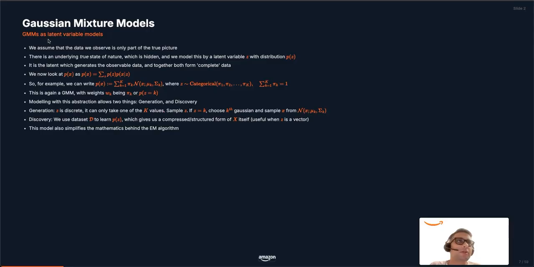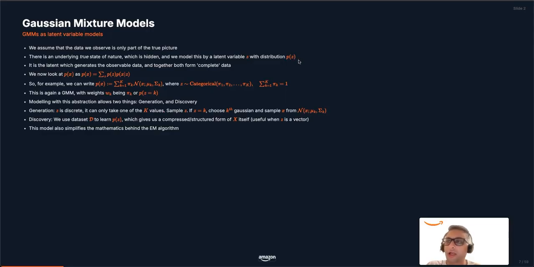So Gaussian mixture models can also be seen as latent variable models, and this is a family of models. The idea of latent variable is also not new, but I think it is a pretty powerful idea. What we assume is that the data that we have observed, our training set, is only part of the data. The underlying physical mechanism which generated that data may not be known to us. It may be too complicated for us to define it exactly. So we say that there is an underlying true state of nature which is hidden and which we model as latent variable z with a distribution p of z.